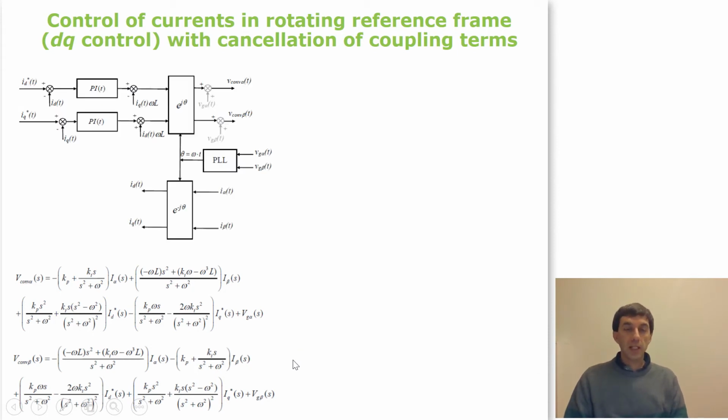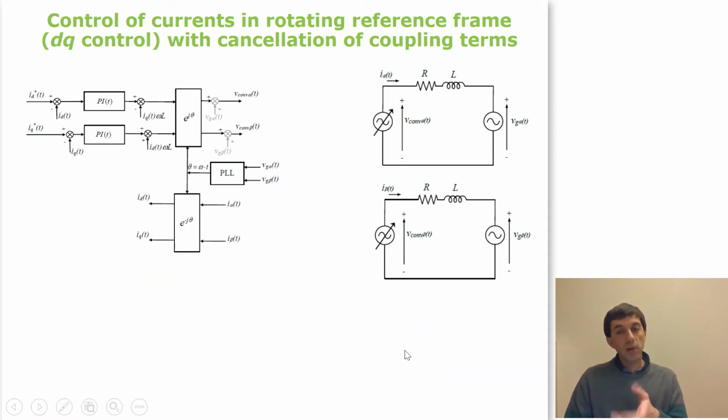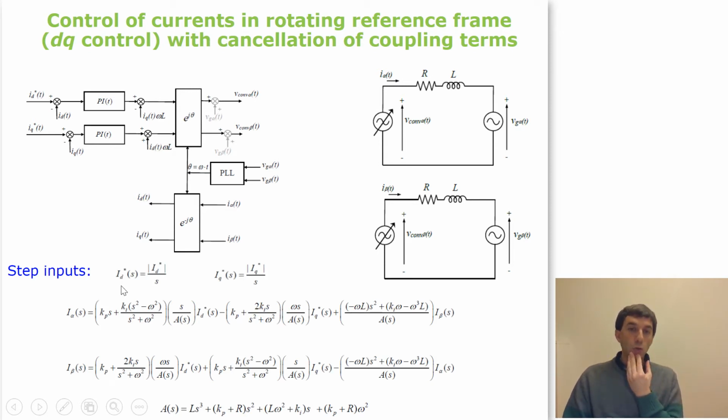So if we continue with the analysis, and as we did before, this is the equation that we obtained in Laplace domain for the control. And if we combine it with the power circuits in both components, alpha beta, we bring back again the previously derived voltage and current equations for the power circuit. And if we combine with the control, with these two equations, after several developments, we obtain the closed loop transfer functions for the two currents, alpha and beta, after having substituted in both D and Q currents references the steps.